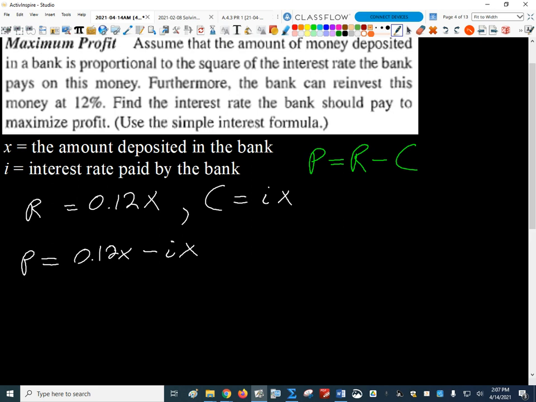Okay, let me pause right there for a second. Is that clear? Any questions? Don't be bashful. Any questions on this so far? Give me a no in chat if there are no questions.